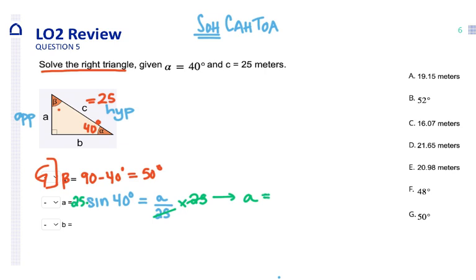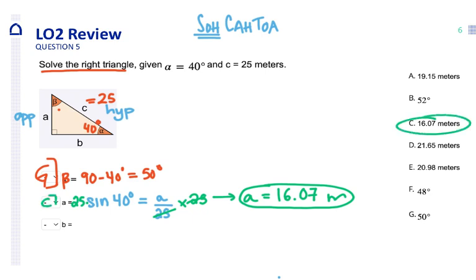16.069 according to my calculator. 16.069 is about 16.07. And take a look. Of course, it should be smaller than the hypotenuse, which it is. So that answer makes sense.